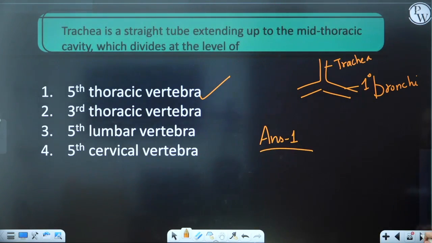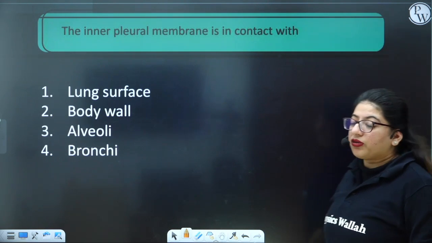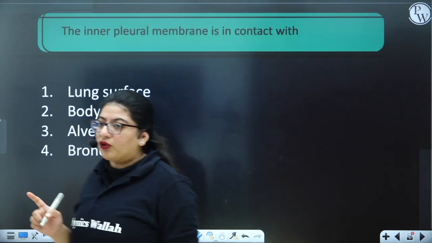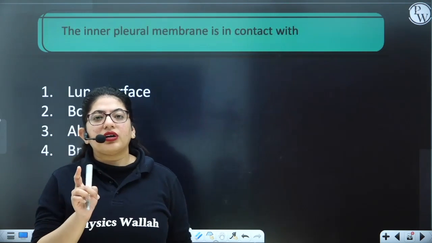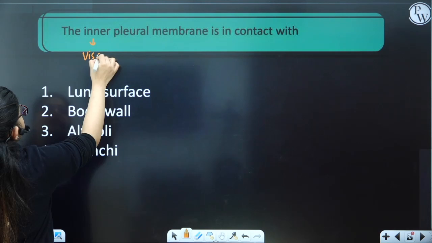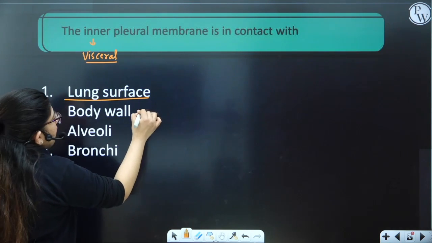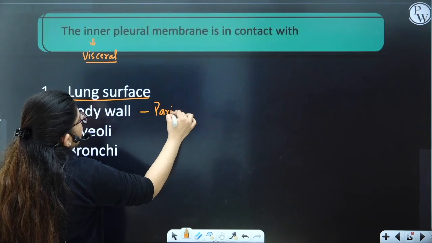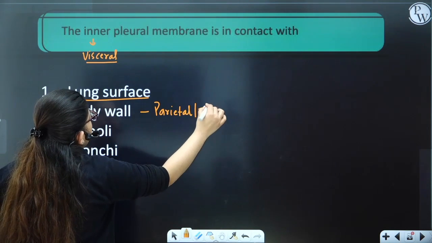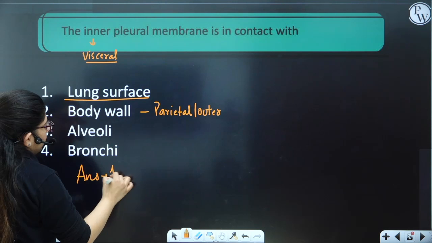Right? Next. The inner pleural membrane is in contact with. Now the question of pleura. So I have told you there are two layers, the inner and the outer. Inner one is also known as visceral layer. So visceral one is in contact with the organ, so that means lung surface. But parietal or outer layer is in close contact with the body wall. So answer is 1. Next.